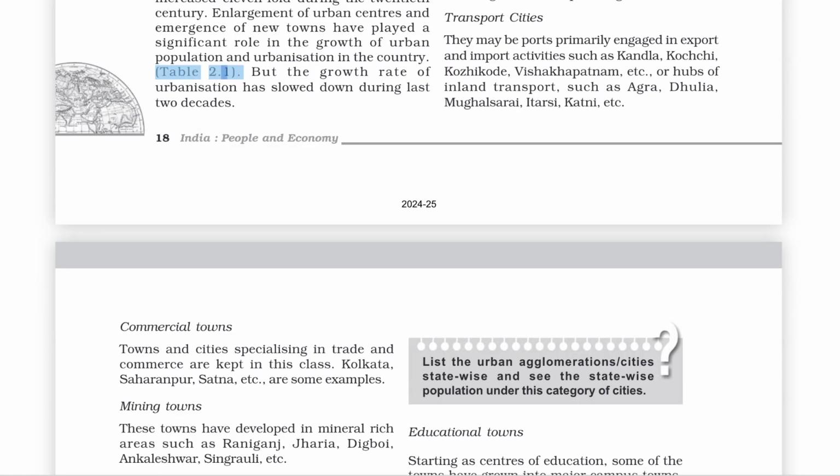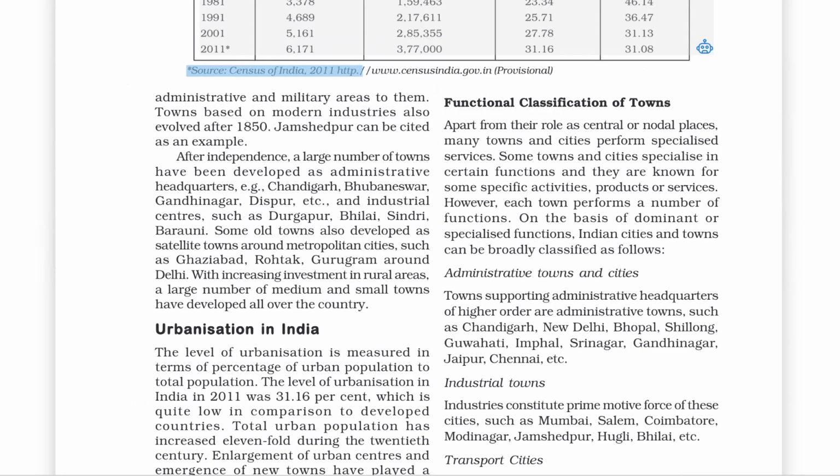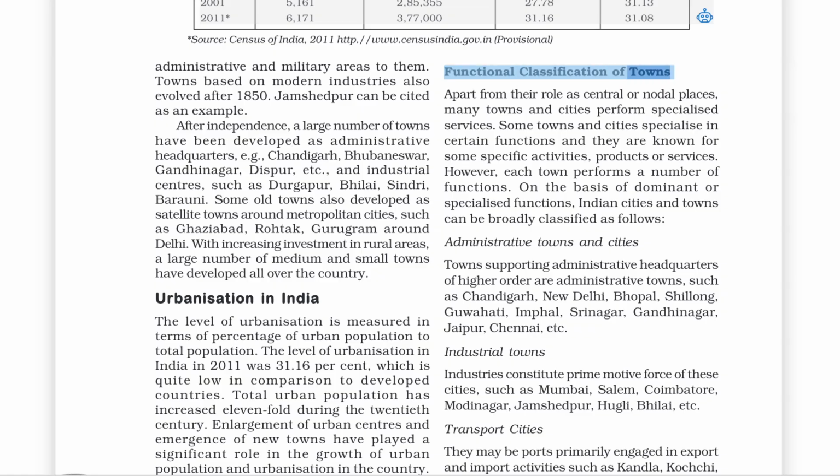Table 2.1. But the growth rate of urbanization has slowed down during the last 2 decades. Source, Census of India 2011, provisional. Functional classification of towns.